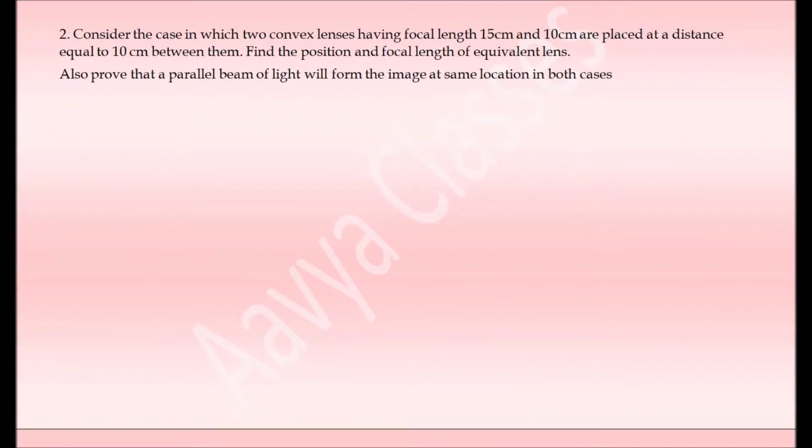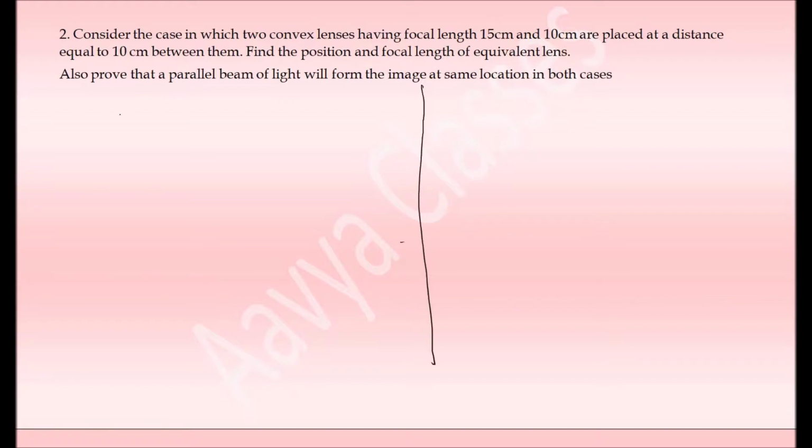So again we will see one more problem to make this concept more clear. Let us consider the case in which two convex lenses having focal lengths 15 centimeter and 10 centimeter are placed at a distance equal to 10 centimeter between them. Find the position and focal length of the equivalent lens. And you also have to prove that a parallel beam of light rays will form the image at the same location in both cases, if we go by our traditional approach and if we go by this formula method.